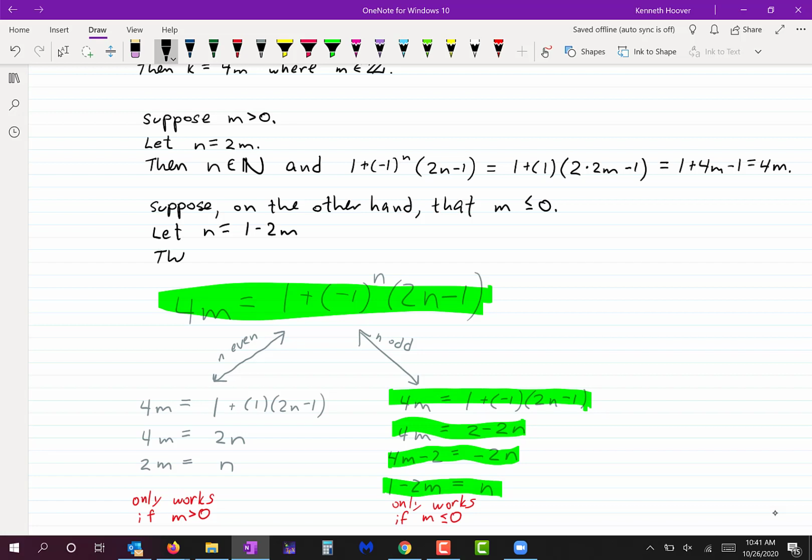Then n is a natural number, and 1 plus negative 1 to the n times 2n minus 1 would equal 1 plus negative 1 times 2 times m minus 1, which would equal 1 minus 2m minus 1, which would equal 1 minus 1 minus 4m, which equals 4m. And we're done.